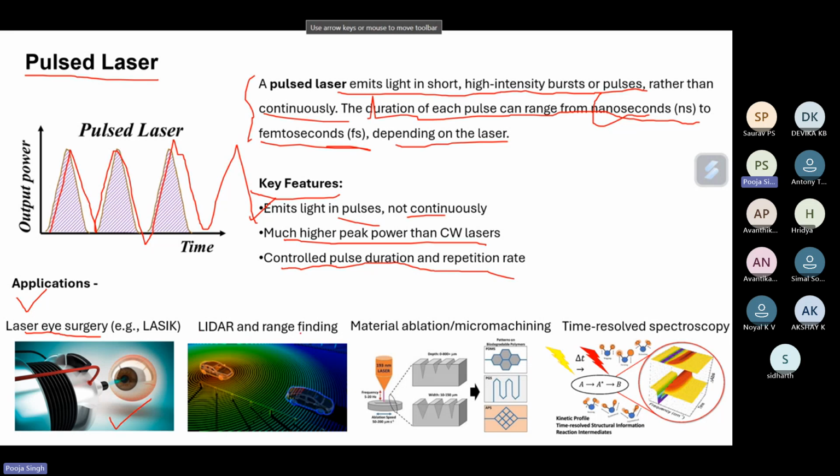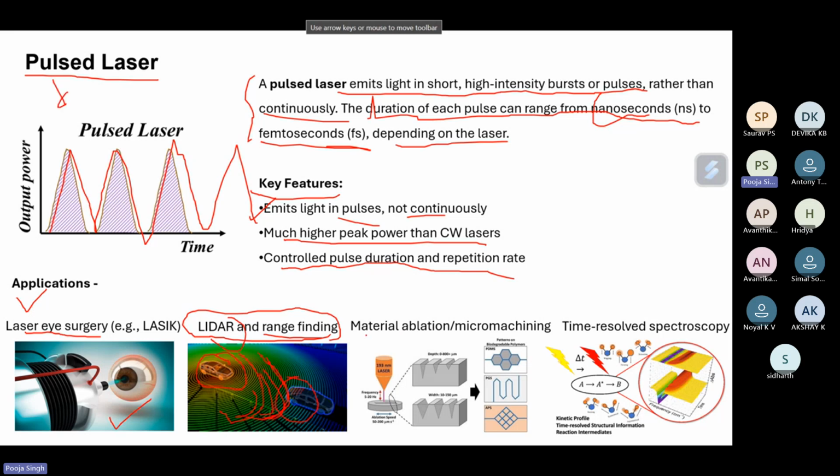Then in lidar and range finding, it is like a Wi-Fi system. The Wi-Fi is basically a lidar only. Suppose you are sitting inside a car, and you have to detect the other areas, people's phones, or anything you want to check in the nearby range. It's range finding. So in that also we use laser only. It basically works on the principle of the laser, and it is a pulse laser method.